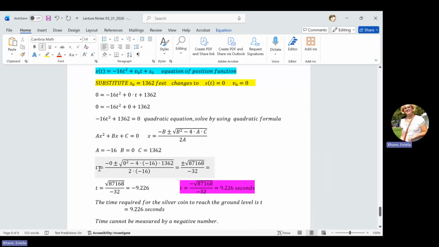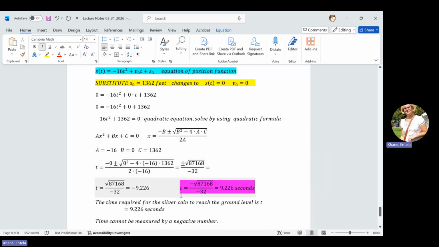The variable is t, not x. Negative b, negative 0, plus and minus the square root of b squared, 0 squared, minus 4 times a, which is negative 16, times c, 1,362. I'm going to eliminate the 0, and I have plus and minus. In this entire product, a minus times a minus becomes a plus, and 4 times 16 times 1,362 is 87,168, divided by the denominator, which is 2 times negative 16, negative 32.